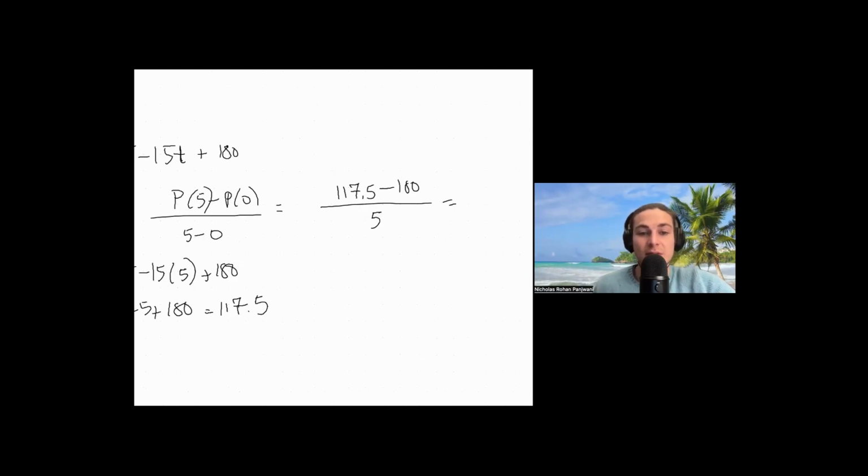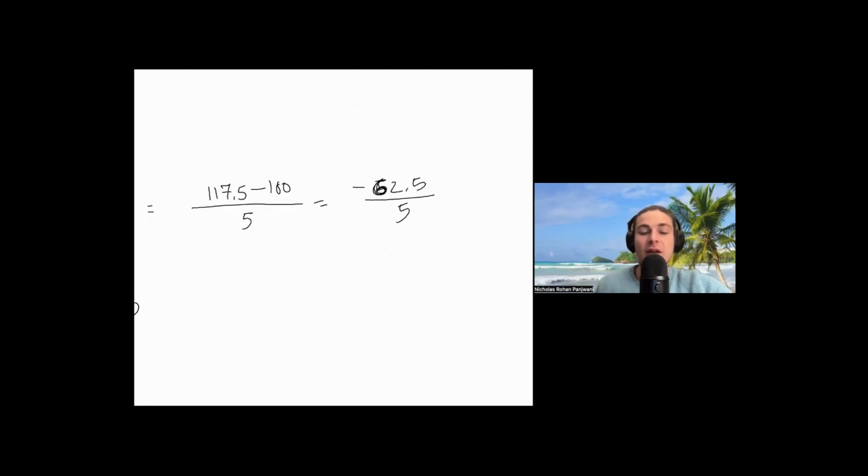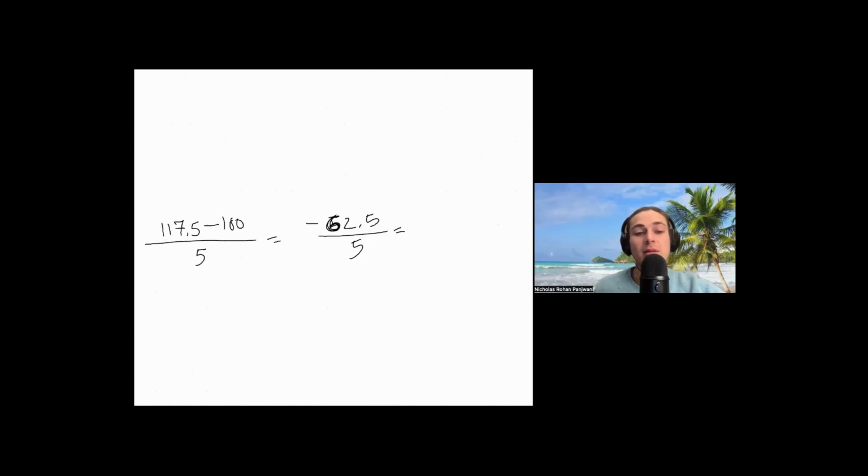So that is equal to negative 62.5 over 5. Just a tip for you: in order to divide by 5 in your head, you can multiply the number times 2 and then move the decimal place. So 62.5 times 2 is 125, and then we move the decimal place, so it's 12.5. And of course, the negative stays.